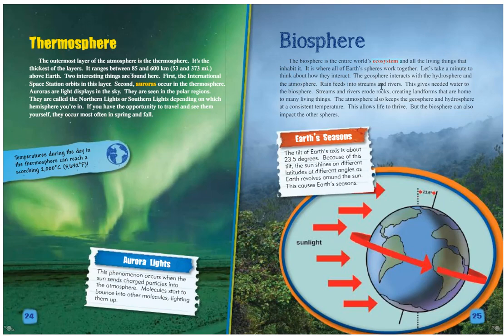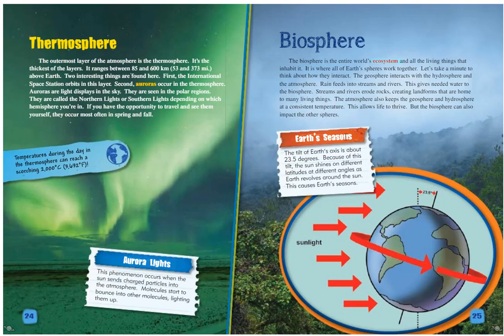Rain feeds into streams and rivers. This gives needed water to the biosphere. Streams and rivers erode rocks, creating landforms that are home to many living things. The atmosphere also keeps the geosphere and hydrosphere at a consistent temperature. This allows life to thrive. But the biosphere can also impact the other spheres.